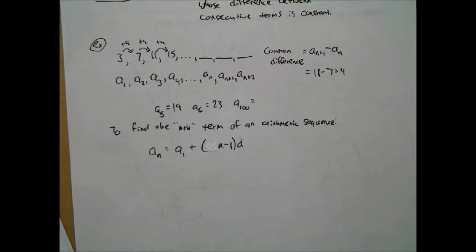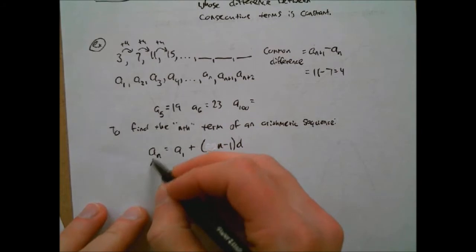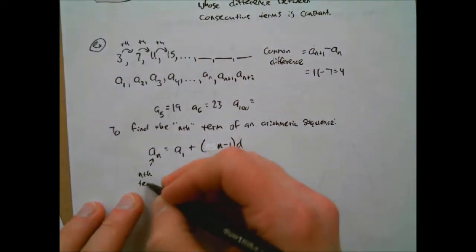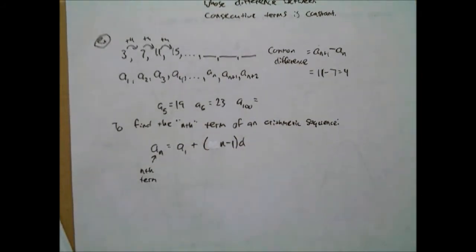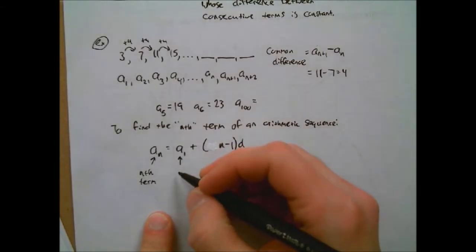All right, so what are the different pieces here? There are a lot of variables for a simple pattern. So a sub n is what we're looking for. It's the nth term, whatever term we're looking for. You could replace the n with 100 in our case because we're looking for the 100th term. A sub 1, we know that is the first term of our pattern.